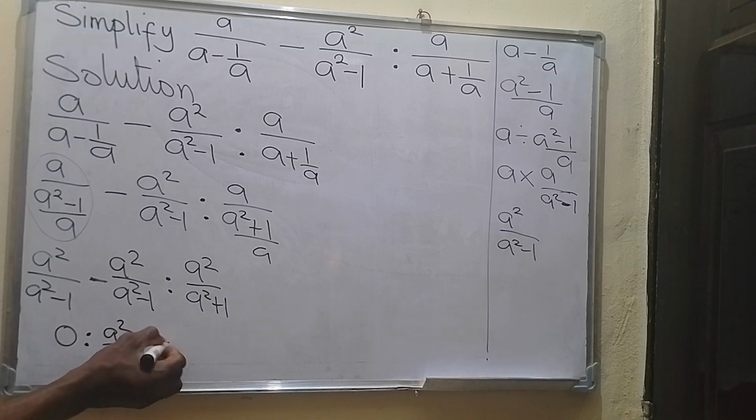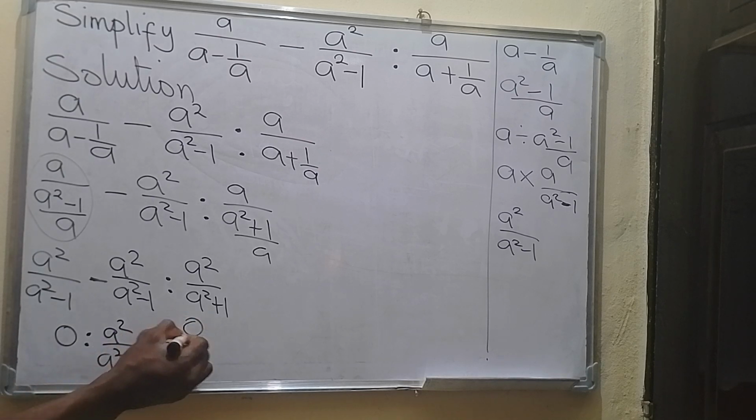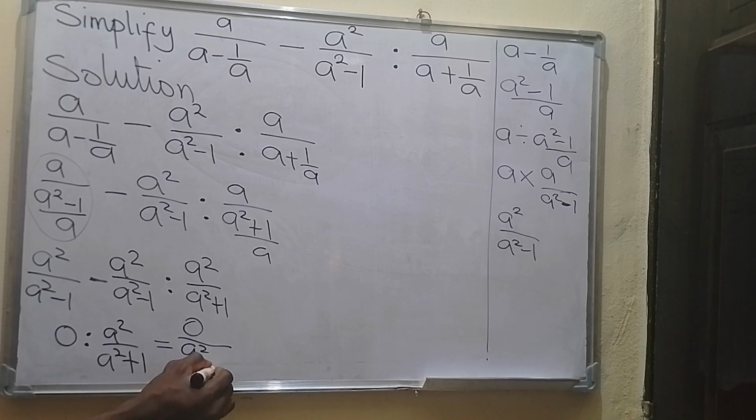What is this thing telling us? Remember, ratio we can write as a fraction. That is 0 divided by all this entity here, so it gives us what? 0. And now this one is our final answer.